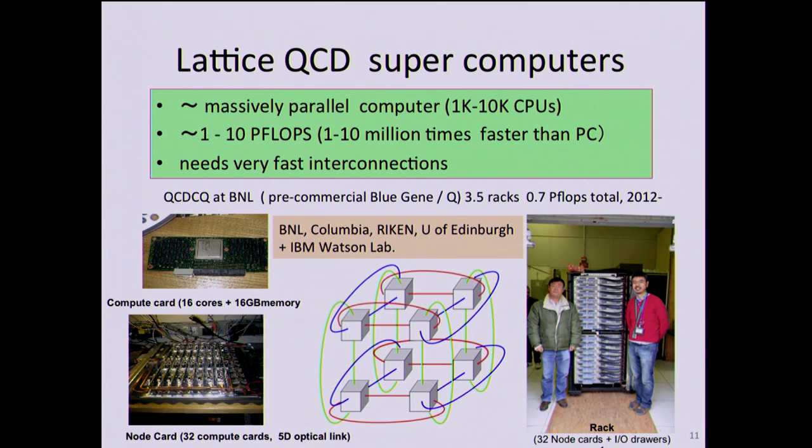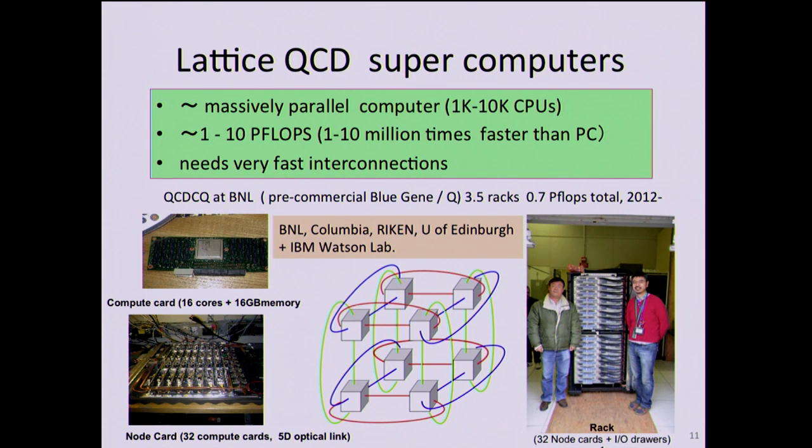Let me go to how we use supercomputers. What is the supercomputer we use for lattice QCD? This is a massively parallel computer. We have a small computing node, with 16 cores, 16 computing units, on this size card. And we put 32 of these in this drawer size node card. And this drawer we put into another 32 nodes in this rack, and it is this size. So in total, there are 1,024 computer cards on one rack.